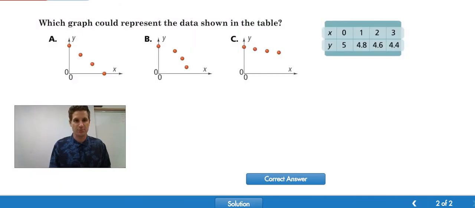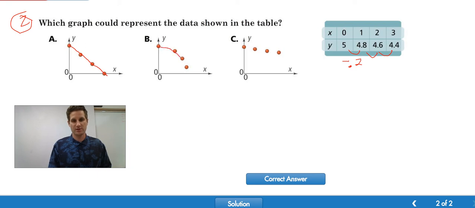Make sure you write this problem out, number 2. Which graph could represent the data shown on the table? So we have 0 and 5, 1 and 4.8, 2 and 4.6, and 3 and 4.4. So each time we go up 1, notice I'm going down by 0.2. Each time, that would be a consistent rate. I start and I consistently go down. Notice that this is a linear progression.